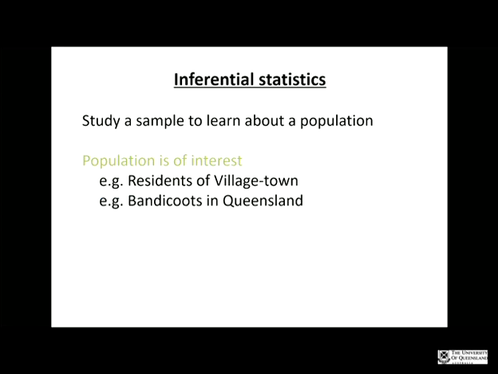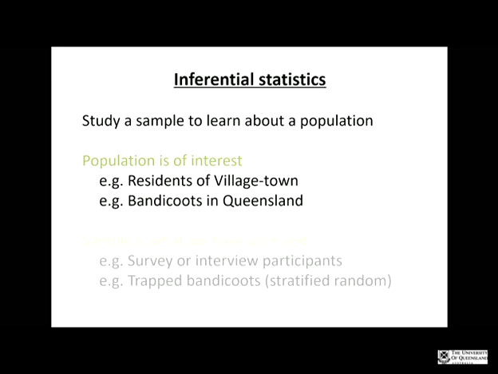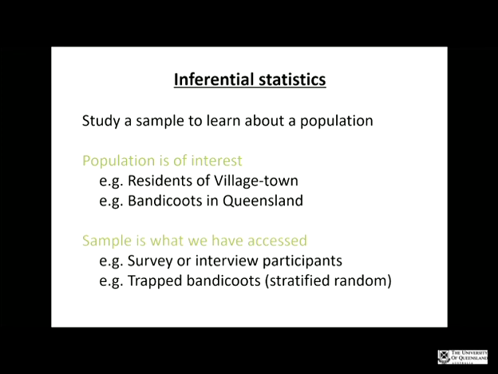Okay, we'll keep trying to give you examples as we shoot through this. So inferential statistics studies a sample to learn about a population. So for example, residents of a particular town or bandicoots in Queensland, and then the sample is, in the first situation, a survey or interview participants from that town or about that town, and the second one, bandicoots in Queensland, might be a particular sample of bandicoots that we've trapped and then taken measurements on.